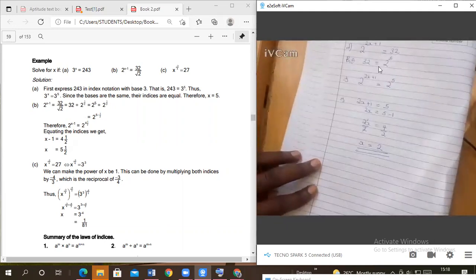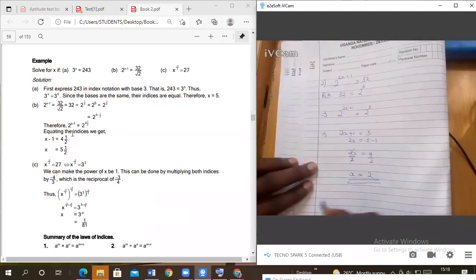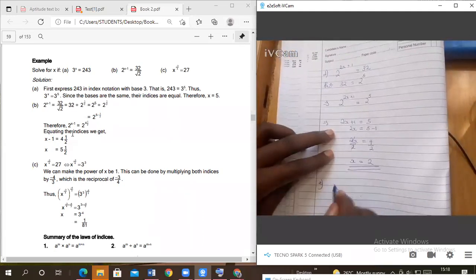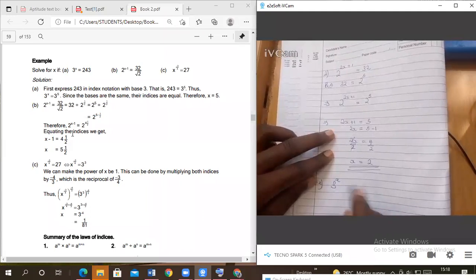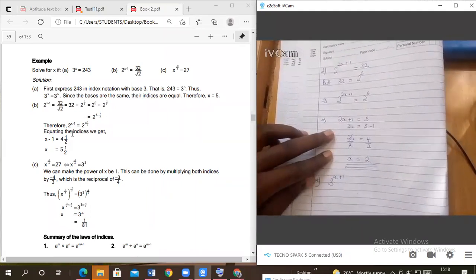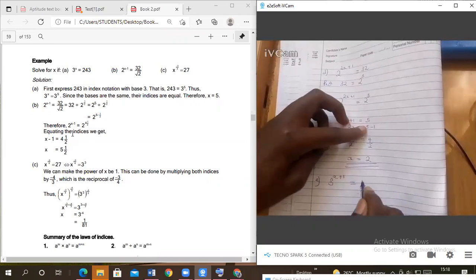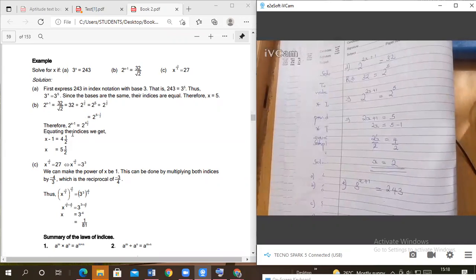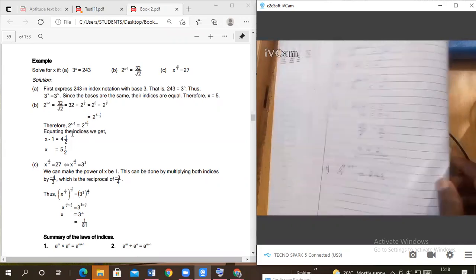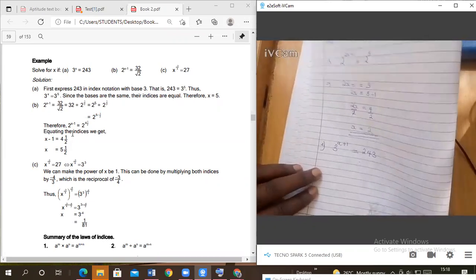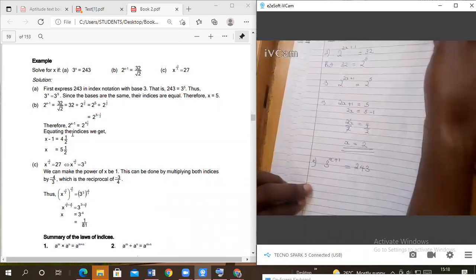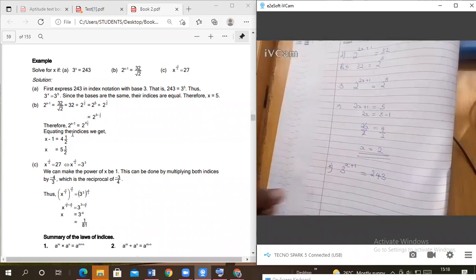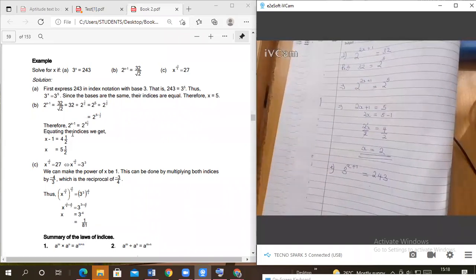Now, we have 4 minutes remaining. Work out for me this E. I have 3 to the power x plus 1 equals 243. Can you simplify that? Members, work out that. I'm waiting for the answer.